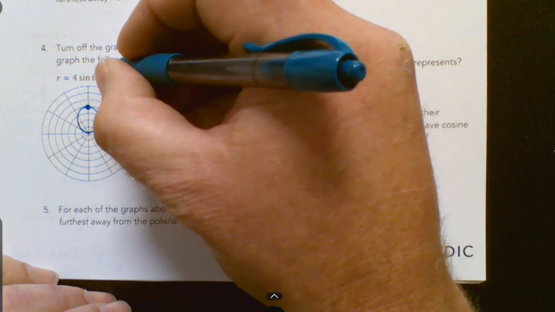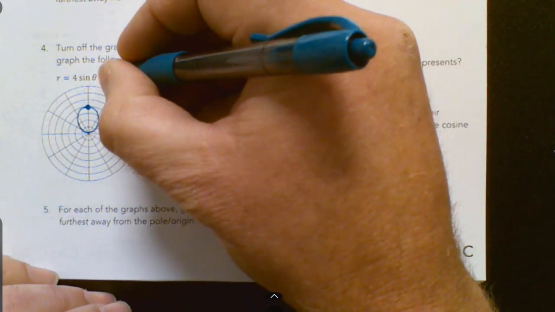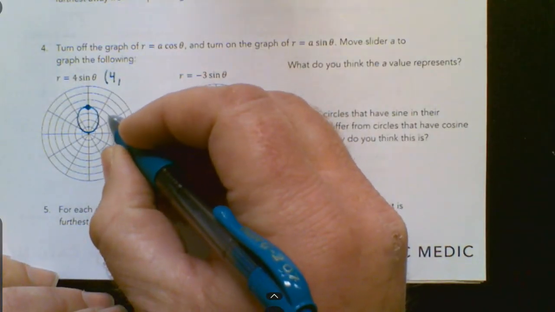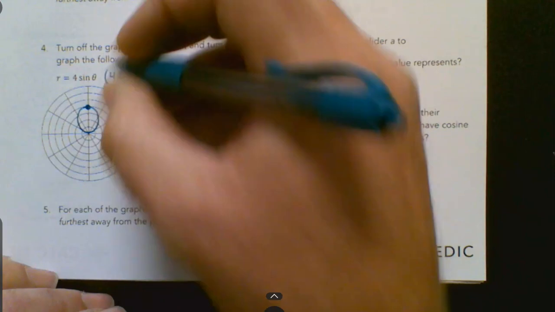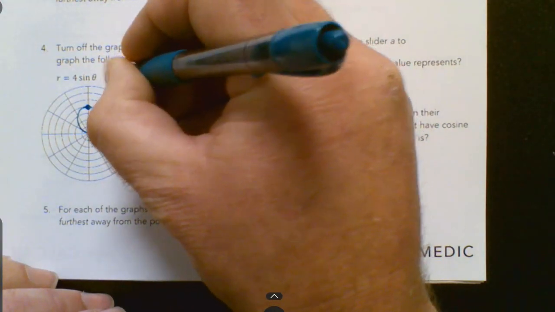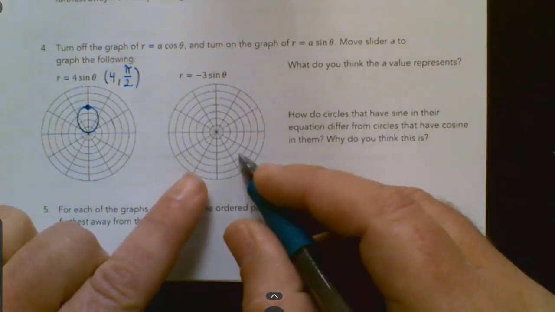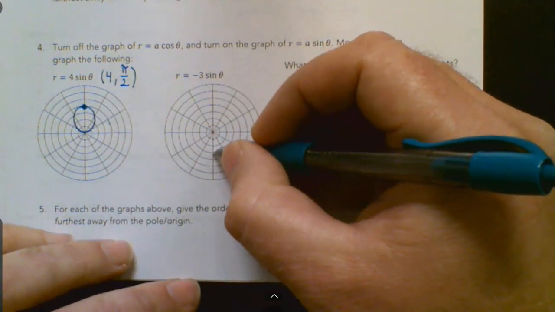So do keep in mind at this one, though, the points are a little different. This is a radius of 4, right? I want a radius of 4, but then I'm traveling pi over 2 to get there. So if I'm going to write that as a point, it would look like this. And then similarly on this one, I'm going to go down 3.